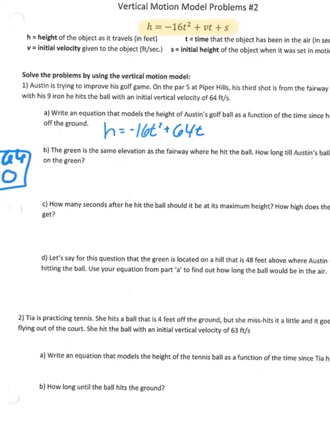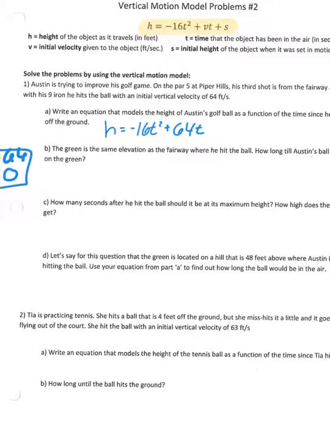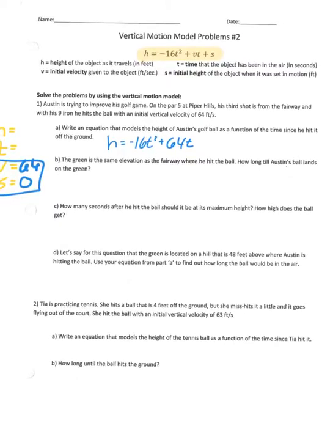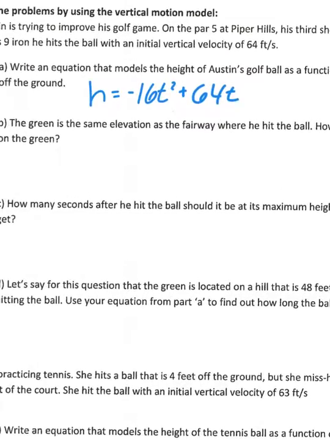It says the green is the same elevation as the fairway in part B. So how long until Austin's ball lands on the green? Well, we're assuming again that we're hitting it from ground zero, and then we know it's going to land on the same elevation because the green and the fairway are on the same elevation. So there's our course right there.